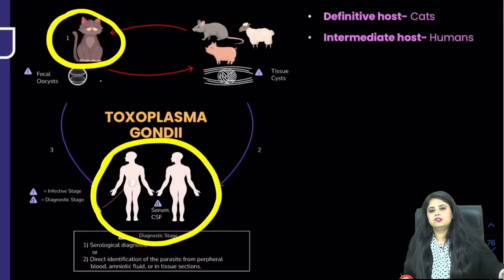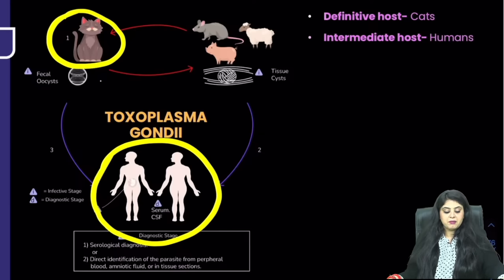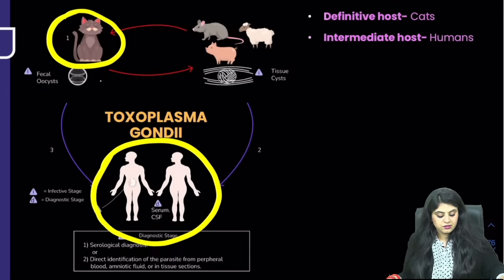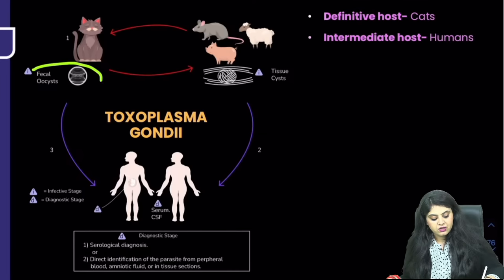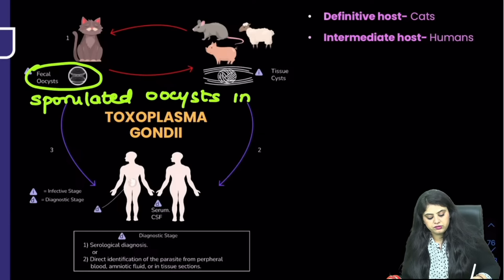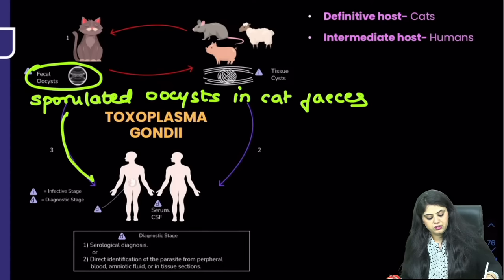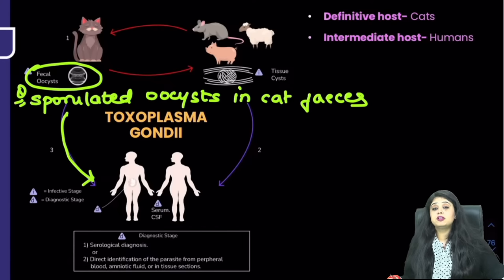So, what are the routes? Via what routes can it come? It can come via any route possible. Someone just tell me, ma'am, is this the poop question? Yes, this is the poop question that you have. And what is the poop question? So basically, there are going to be oocysts. There are sporulated oocysts which are going to be present in the cat feces. Sporulated oocyst in the cat feces, that is what is going to come to the human beings. Yes, this is definitely the poop question, right? So you have to talk about cat feces.